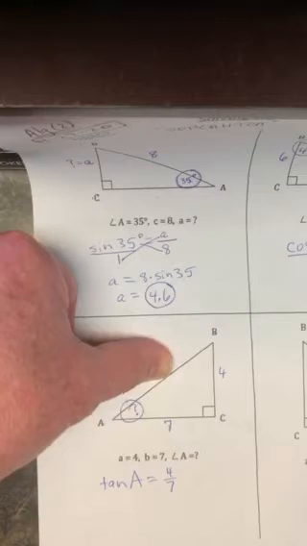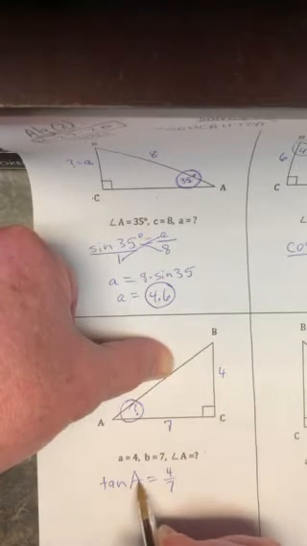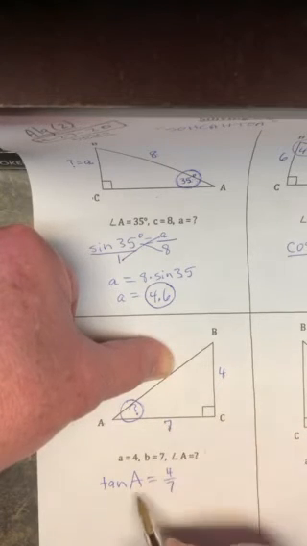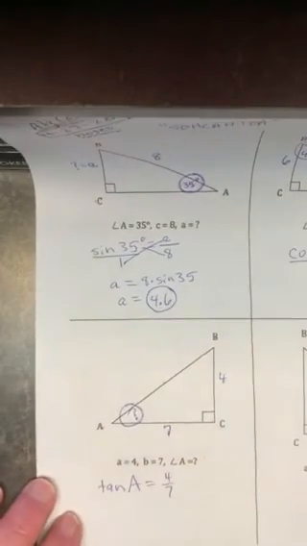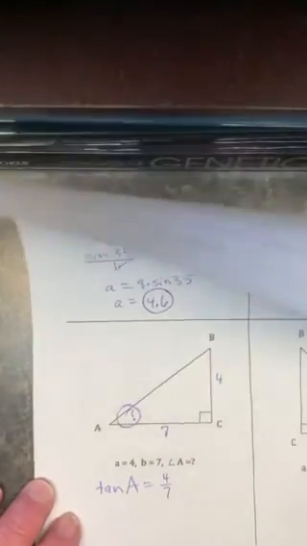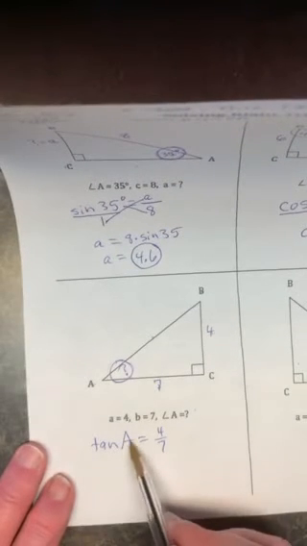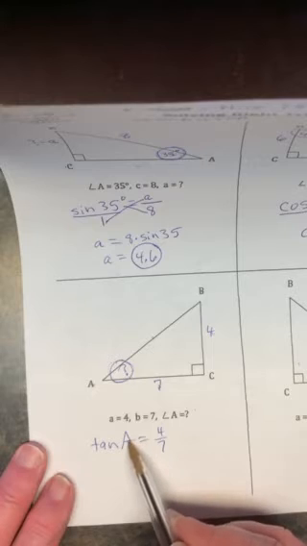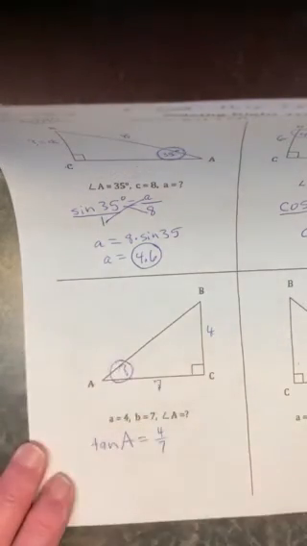Here's angle A. We're doing tangent, so I wrote the tangent of angle A equals opposite over adjacent. So I wrote 4 over 7. Now remember from Friday, what did I say several times? If you're ever looking for a missing angle, what button do you have to hit on your calculator? You got to hit the second function button, don't you?